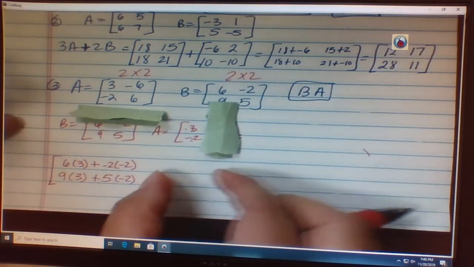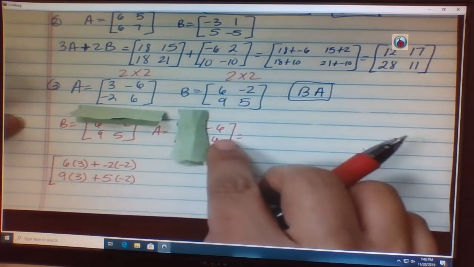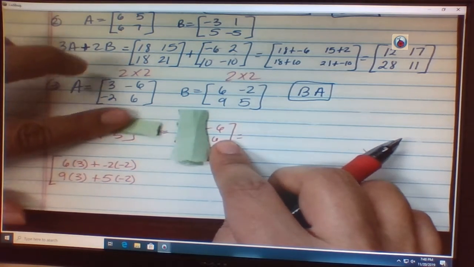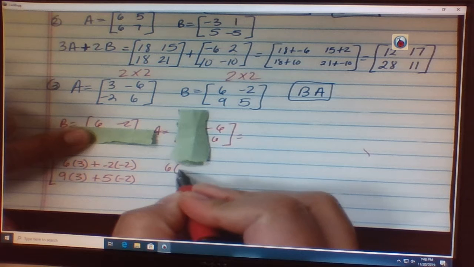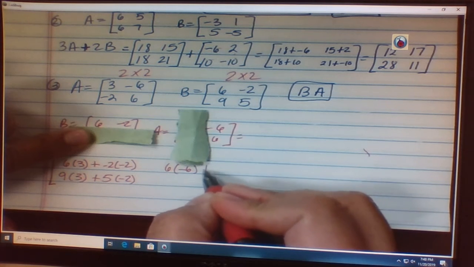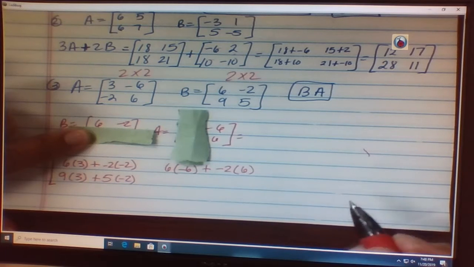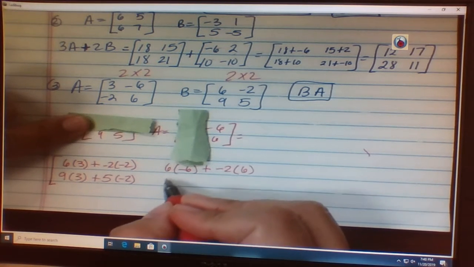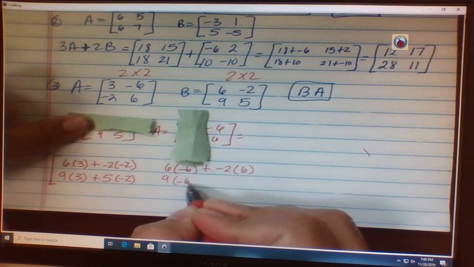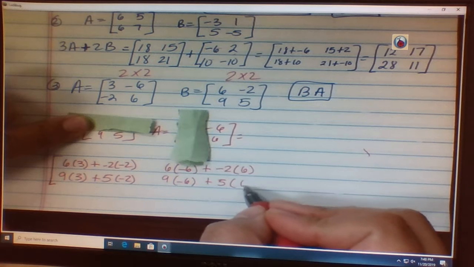And then when you do the second column here, then I have to use the second column. But again, you have to use the first row first. So I have 6 times -6 plus -2 times the +6. And then you use the bottom row. 9 times -6 plus 5 times a +6.